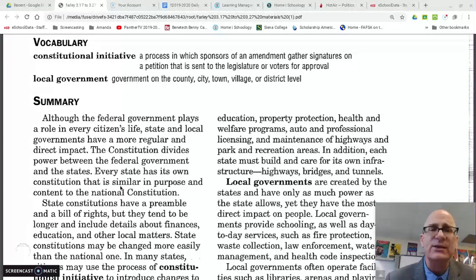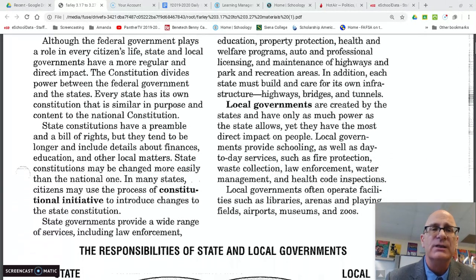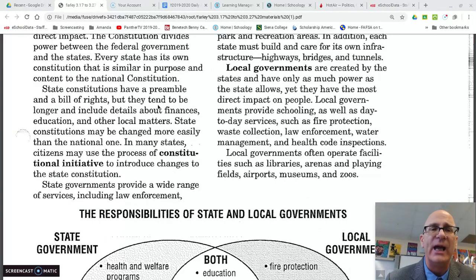Every state has its own constitution that is similar in purpose and content to the national constitution. State constitutions have a preamble and a Bill of Rights, but they tend to be longer and include details about finances, education, and other local matters. State constitutions may be changed more easily than the national one.